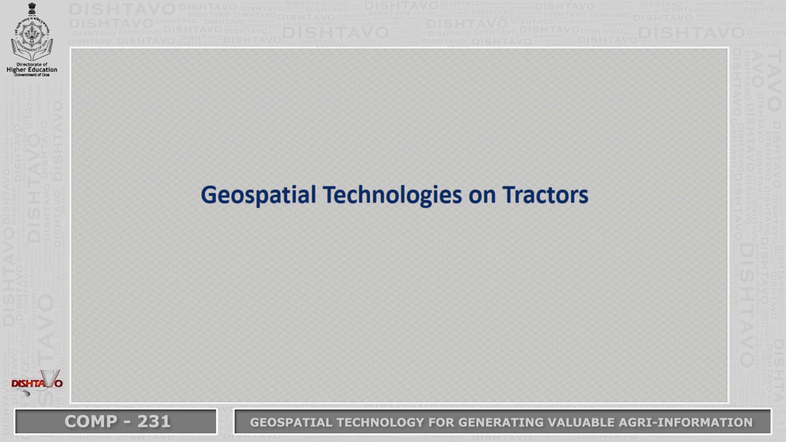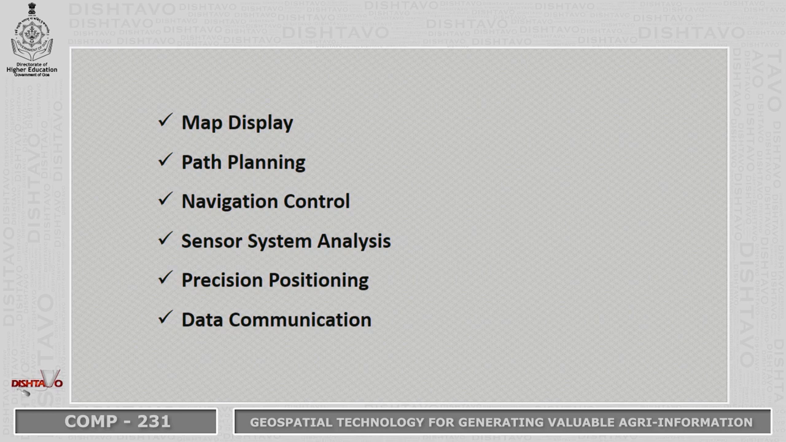So, what are the geospatial technologies which are inbuilt or placed in the tractors? First, map display. This is a geospatial technology which will provide the direction or a map location as to where a particular technology or thing needs to be provided. Then path planning, it will give the farmers a direction towards a particular location and the requirement of a particular location on various aspects.